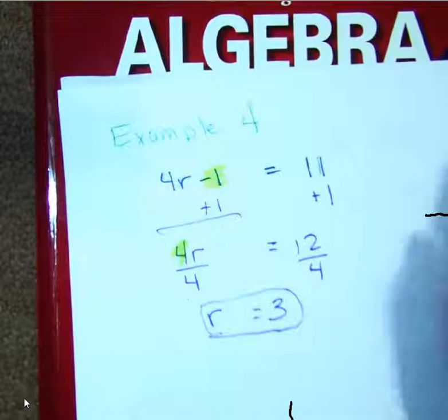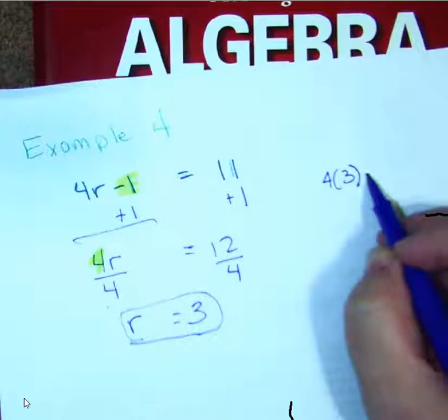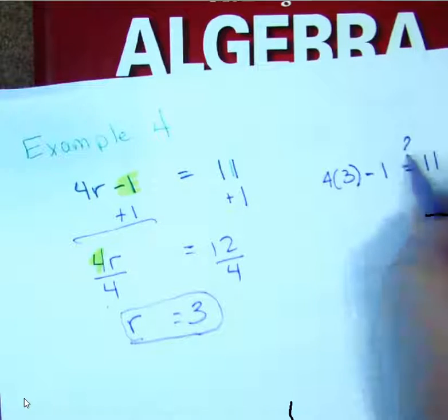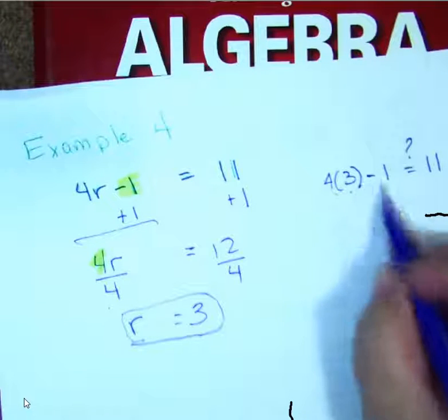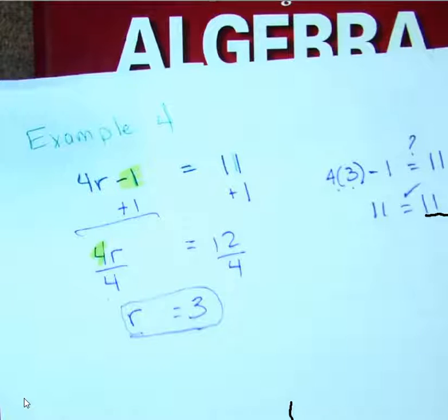So we look up here, and we say 4 times 3 minus 1 equals 11. That's what we want to know. 4 times 3 is 12, minus 1, that is 11. It checks. All right? That's all you have to do. Follow the steps.